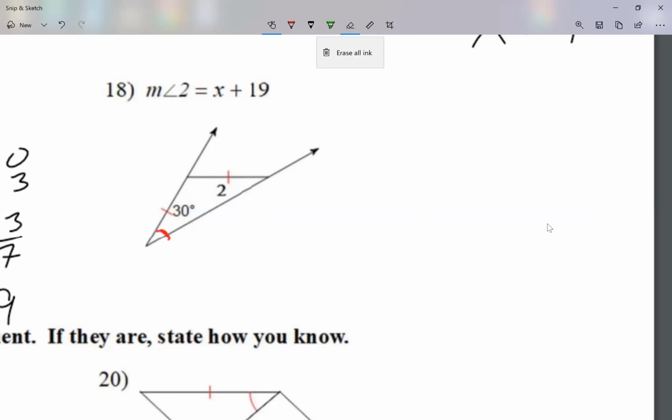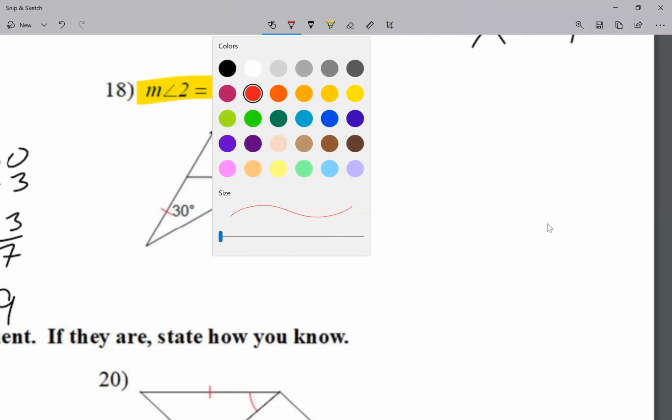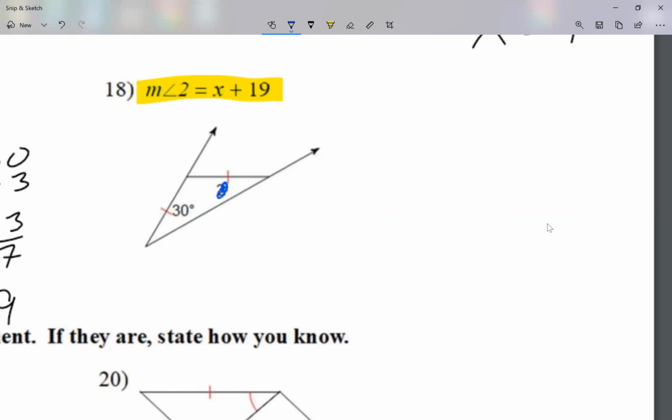Okay, so let me erase this really quick. I always start looking at the top. Measurement of angle 2 is equal to x plus 19. So instead of this 2, I'm going to say x plus 19 is this corner. I see two sides are equal. Let me mark this with red. I see this side is marked, so let me mark this angle. I see this side has a slash, so let me mark the opposite angle.